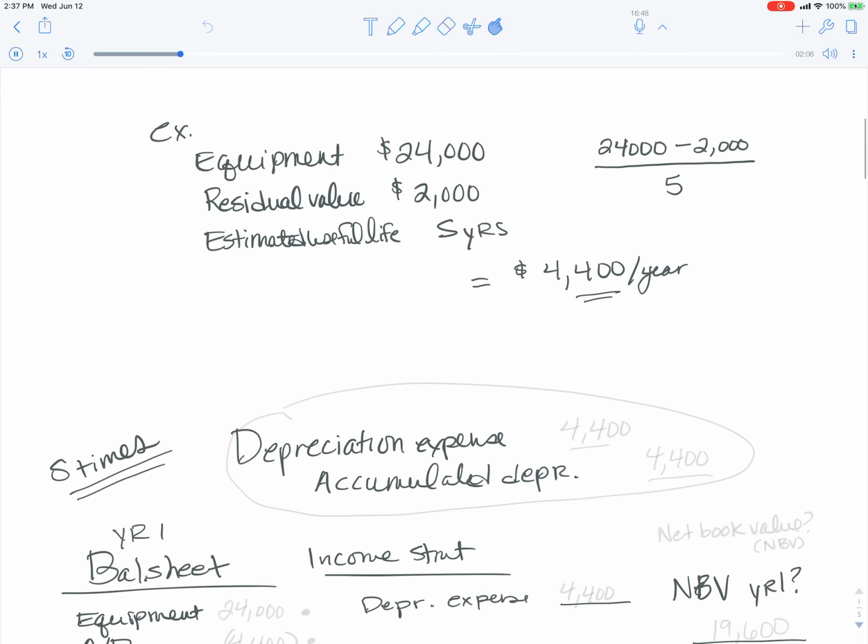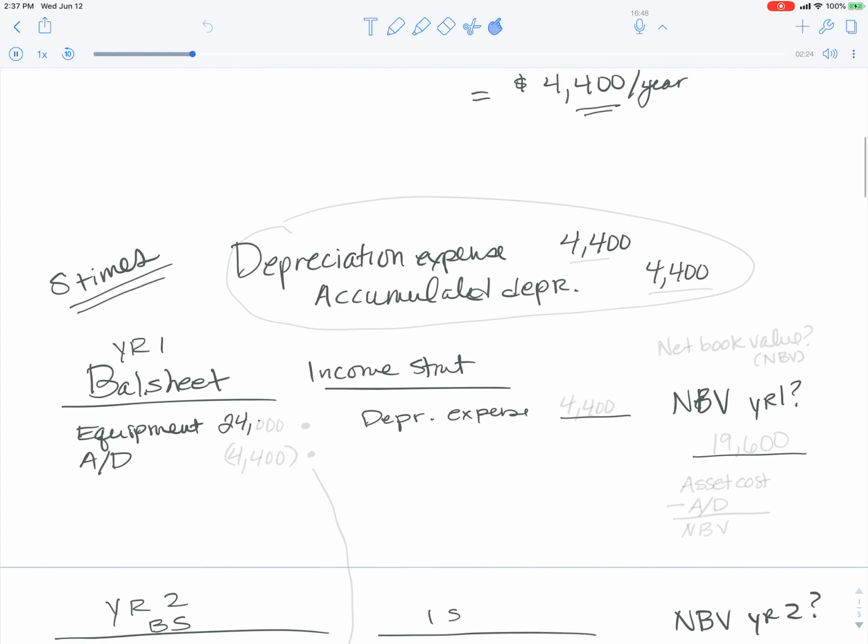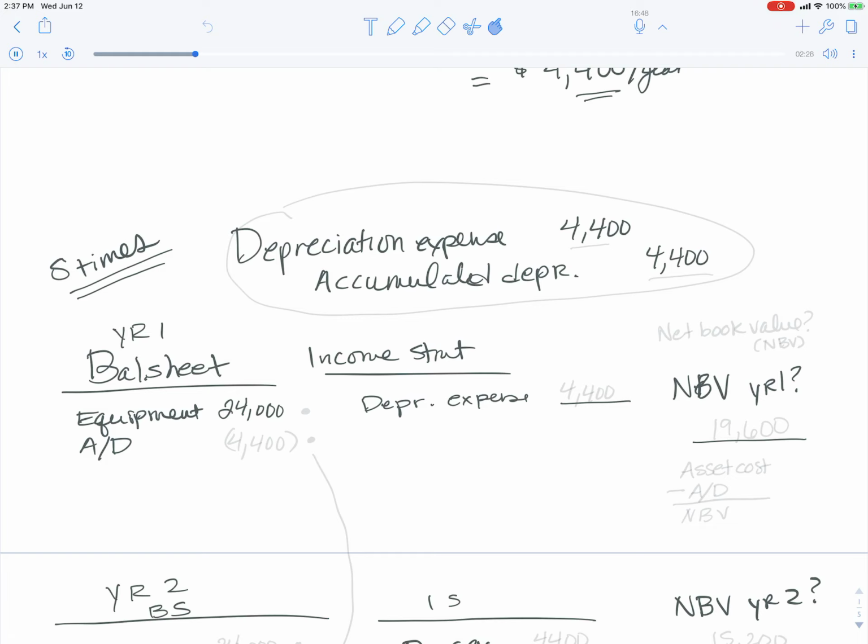At the end of every year, we're going to debit depreciation expense for $4,400, and we're going to credit accumulated depreciation for $4,400. Now what's going to happen on the financial statements is on the balance sheet, we'll have a $24,000 asset that we purchased. And then at the end of the year, we're going to record a debit to depreciation expense, credit accumulated depreciation. Depreciation expense is going to be on the income statement, and accumulated depreciation is going to be that contra asset that is over on the balance sheet.